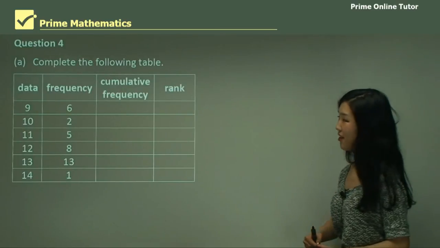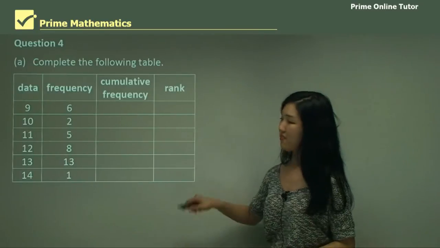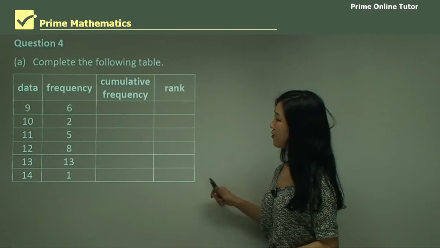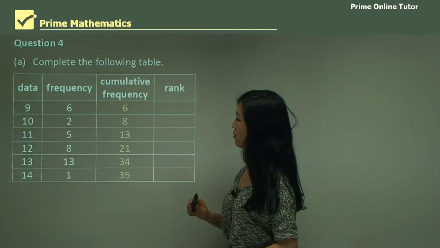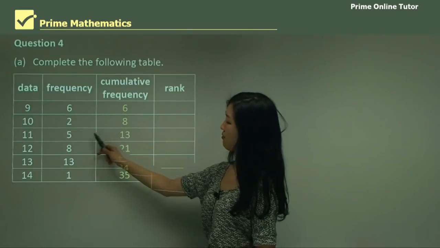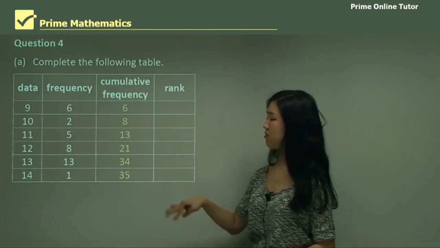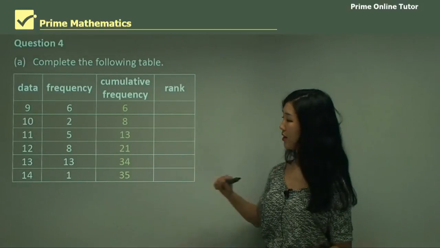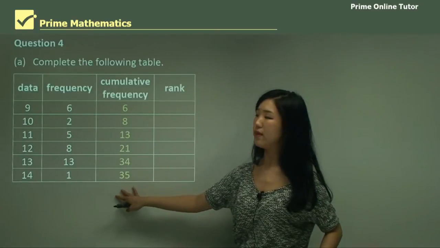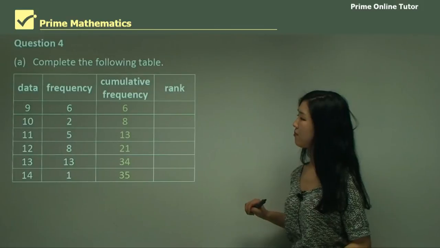Okay, question 4A, we're going to start by completing the table. Okay, so they give us the data, they give us the frequency. All we need to work out is the cumulative frequency and the rank. So starting with the first one, cumulative frequency, 6. We add 2 to get 8, add 5 to get 13, add 8 to get 21, add 13 to get 34, and add 1 to get 35. Okay, so that's the cumulative frequency. So in total we have 35 scores. Now the rank, we're going to have an eye on the cumulative frequency.